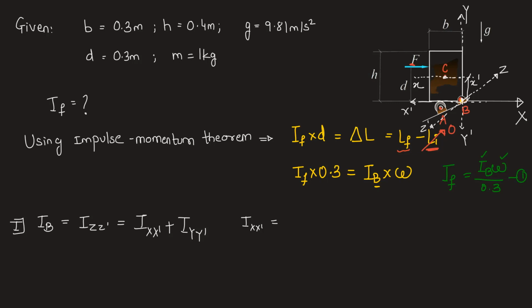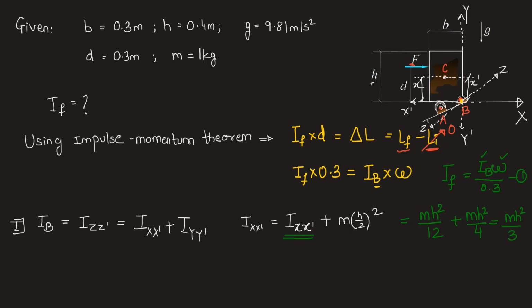So IXX dash will be equal to I small xx dash plus mass into distance between small xx dash and capital XX dash, which is nothing but half of this height h. So it is (h by 2) square. Now this will be a standard formula which you need to know, which is given by mass into height square upon 12. This is a standard formula you must remember. Plus mh square by 4. So by adding this we get 4 by 12 mh square, and 4 by 12 is 1 by 3. So this is mh square by 3.